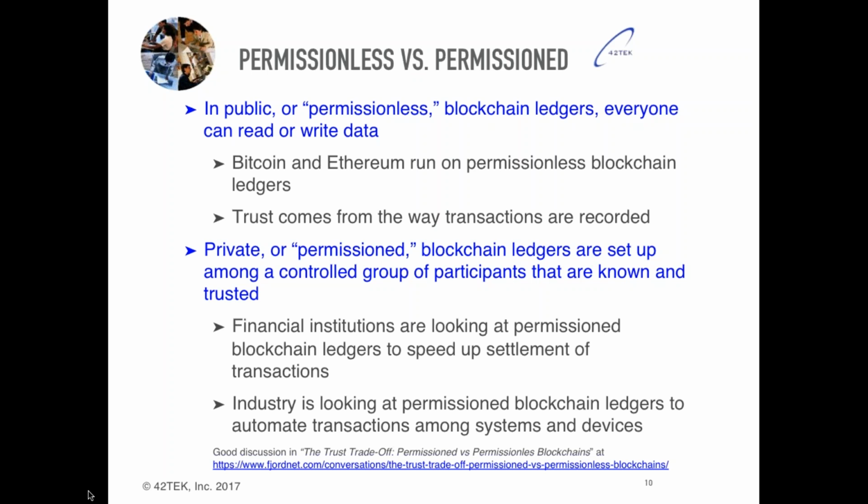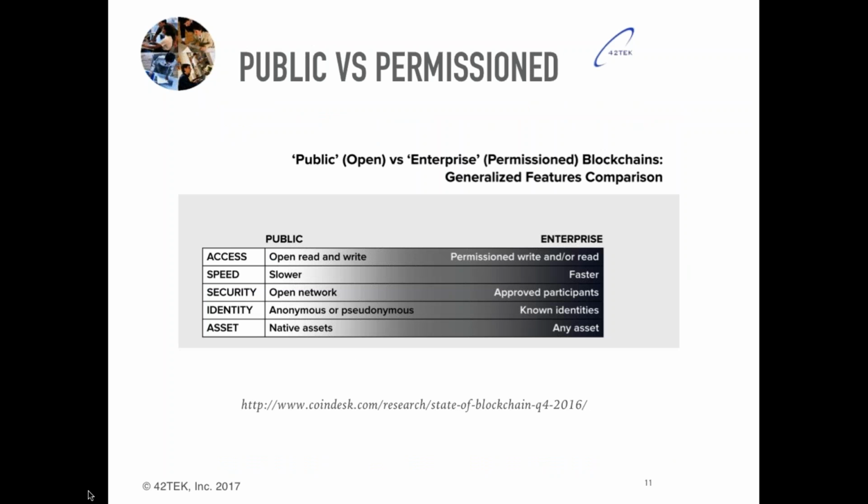In a private blockchain, you have someone who is in authority, and financial institutions have especially been looking at this because they want to be able to control who can look at the transactions instead of having them be public. And industry is also looking at private blockchains for automating transactions among Internet of Things devices and so forth. And there's a link here that you'll be able to use to read a little more about that.